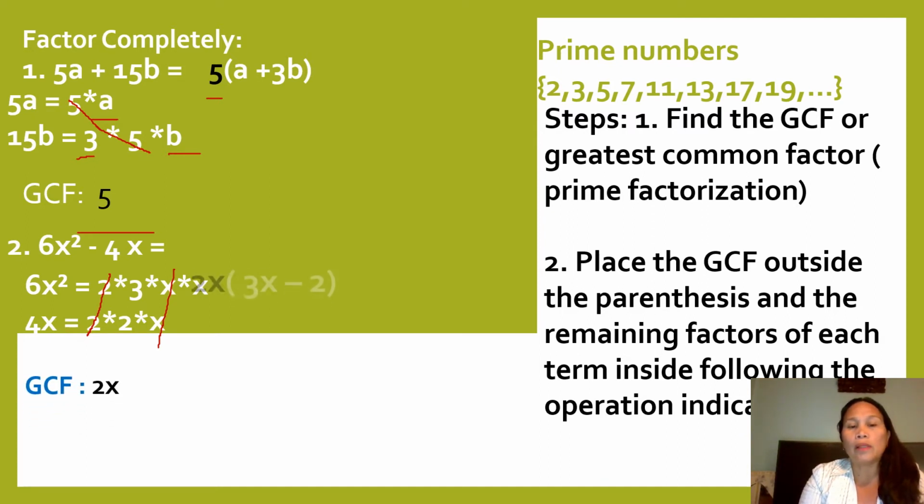That's the GCF and also the common monomial factor. So we're going to put it outside here times the quantity, the remaining factors of 6x squared, and that is 3 and x. So that's why we have 3x here. And for 4x, we have 2. That's why we have 2 here.